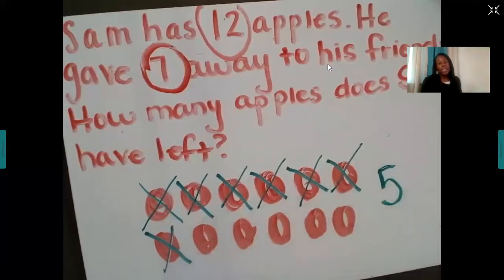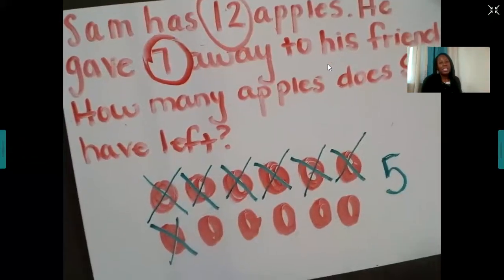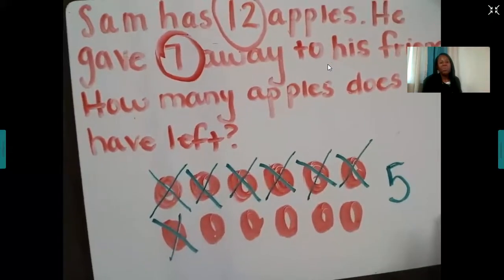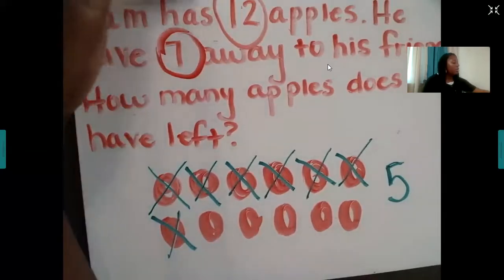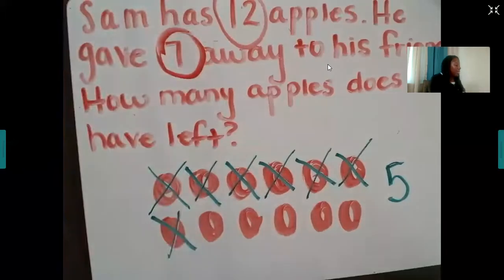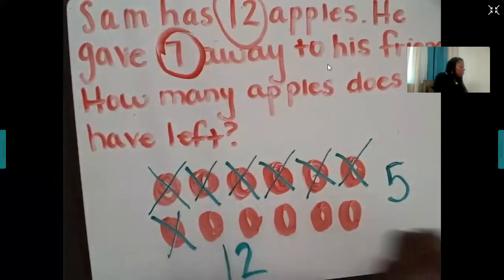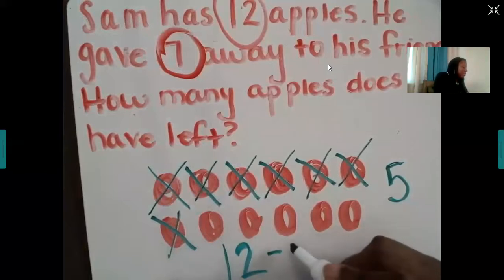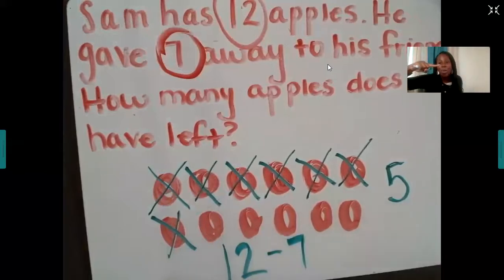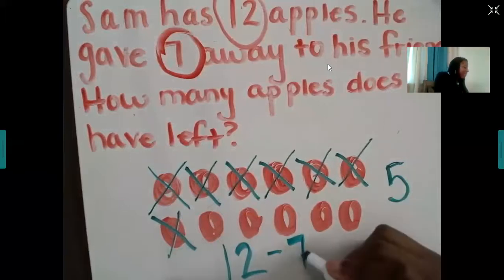But wait, we're not finished. We need to write a number sentence to match our word problem. So, how do we write a number sentence to match our word problem? Well, we start up here with how many apples Sam had. He had 12, and we drew 12. And then Sam gave away how many? That's right, you remembered. He gave away 7 apples because we put an X on 7 of our apples. So you have to do the takeaway sign and then 7.